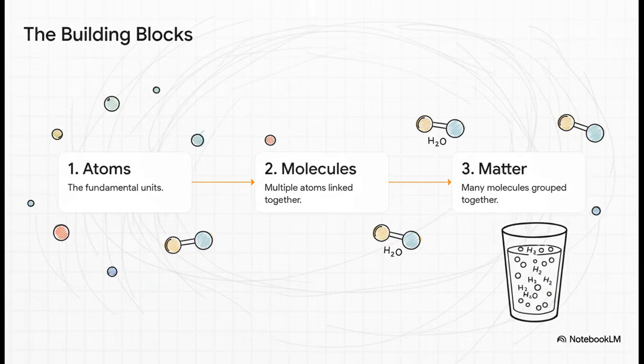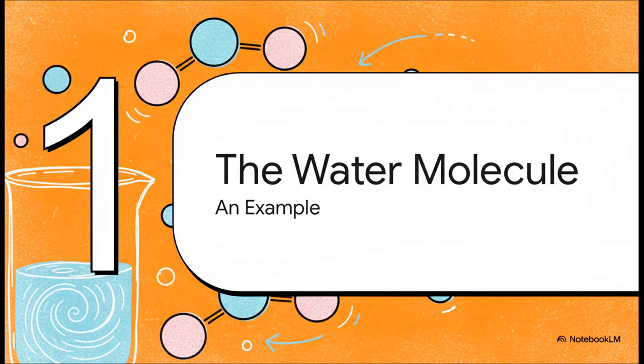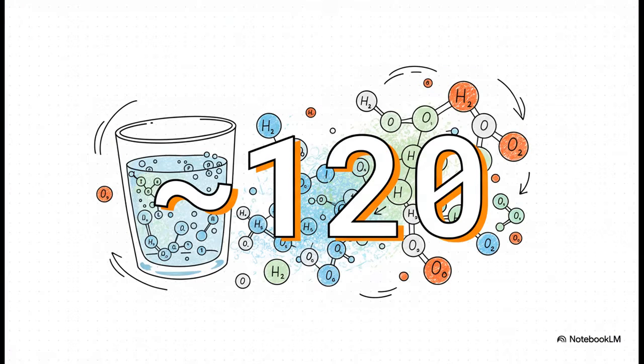It's a surprisingly simple three-step process. You start with the basic unit, the atom. You link atoms together to create molecules. And then, when you get a whole bunch of molecules together, you get matter. The actual physical stuff you can see and touch. All right, so let's take that blueprint and apply it to our glass of water. We're going to see how this works in the real world by building a water molecule from the ground up, atom by atom.